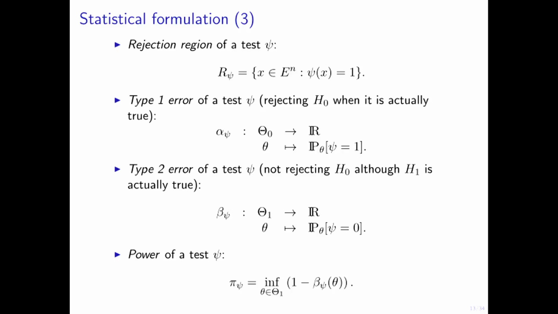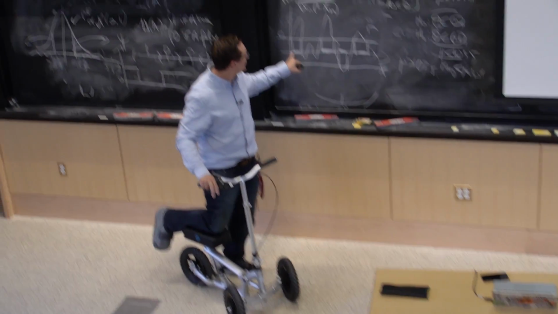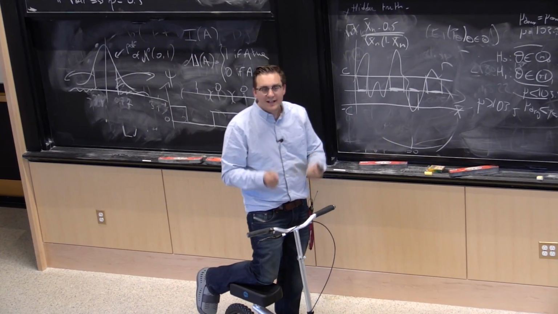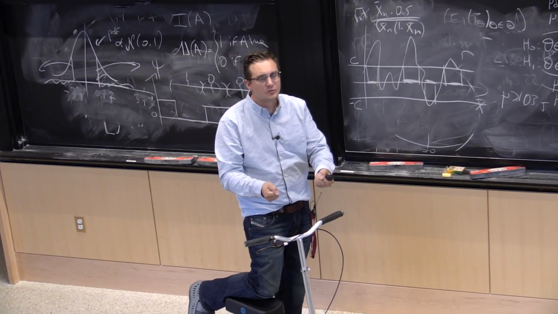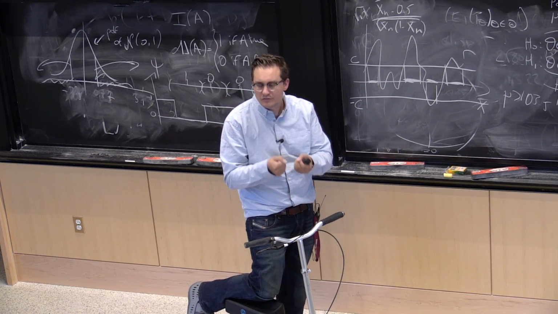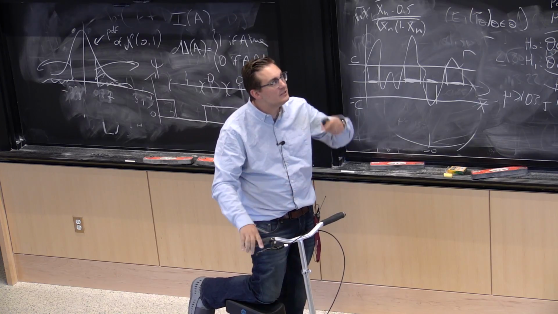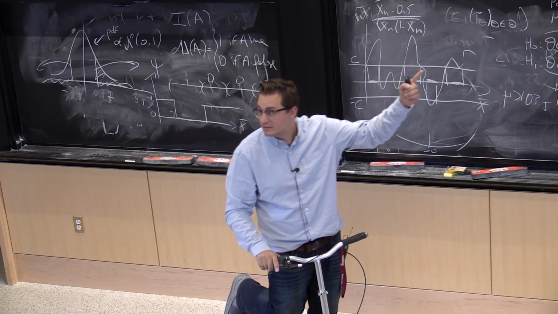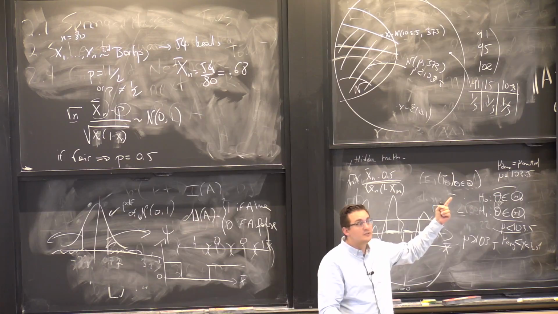If you look at this x in E^n, such that psi of x is equal to 1, this is exactly this guy that I drew. The values of the sample, here I summarize the values of the sample into their average, but the values of the sample that I collect that will lead to a test that says 1. All right, so this is the rejection region.